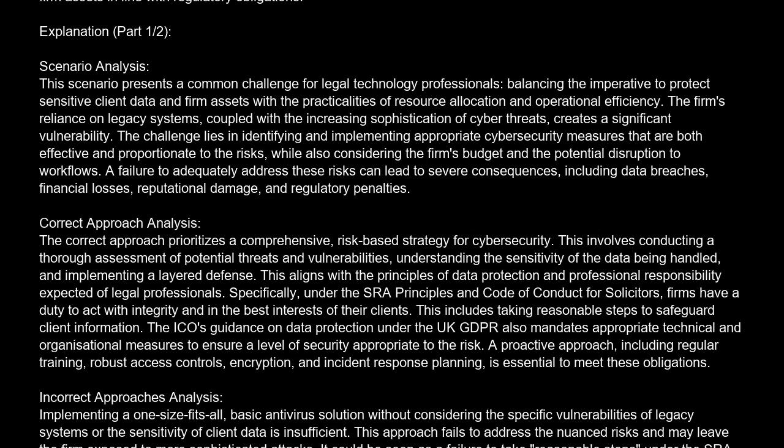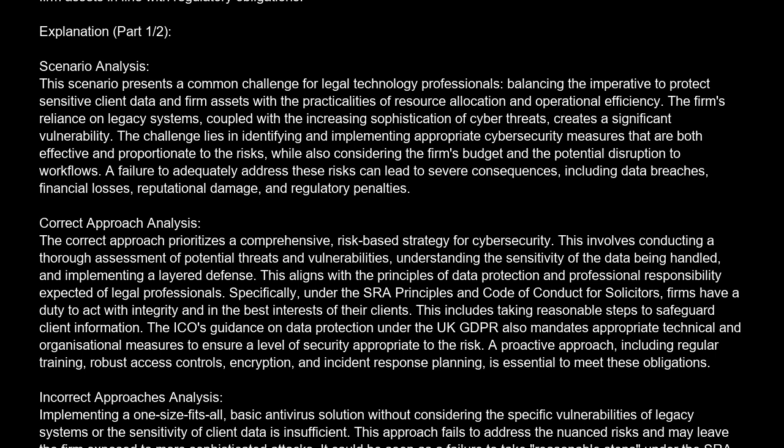The correct answer is B. Implement a comprehensive, risk-based cybersecurity strategy that includes regular assessments, advanced technical controls, strict access management, and continuous employee education, prioritizing the protection of client data and firm assets in line with regulatory obligations.